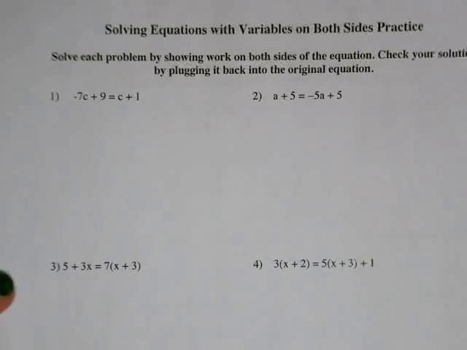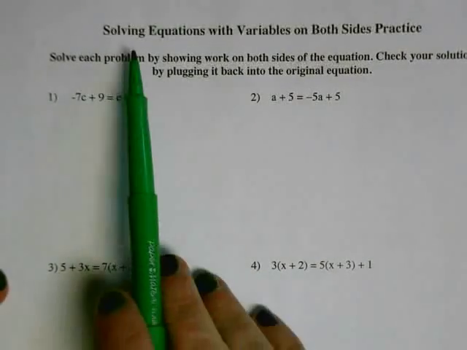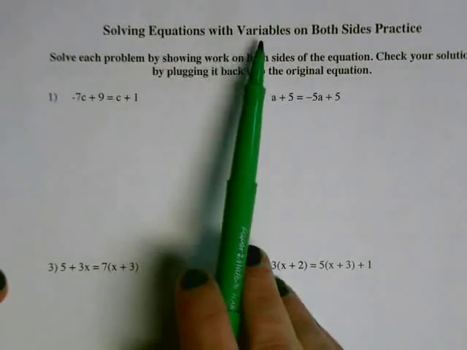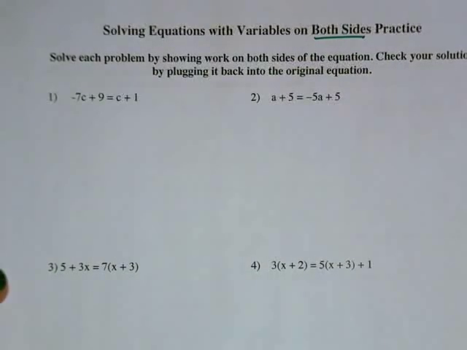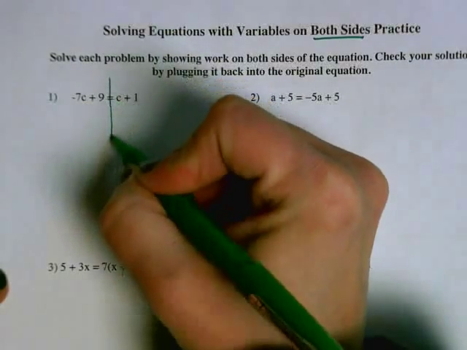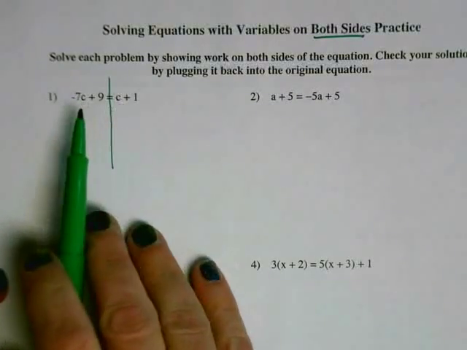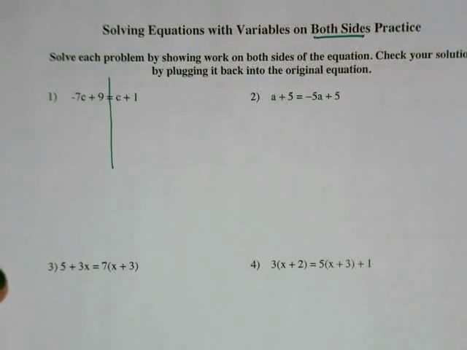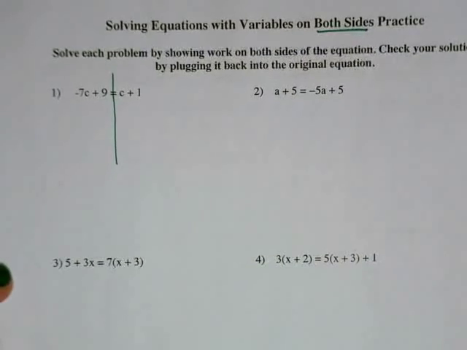Hi guys, in this video we are going to take a look at how we solve equations when we have variables on both sides of the equal sign. So just for an example, if you look at number 1, here's our equal sign, and notice that in this one we have c's on both sides of that. We haven't run into that before. This is the first time we're seeing a situation where there are variables on two different sides of that equal sign. So I'm going to walk you through how to do this.